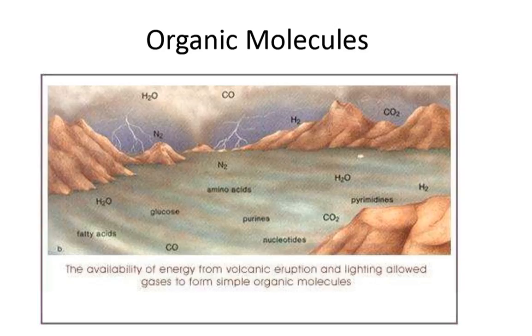In this picture, you see some organic molecules like amino acids and glucose and some nucleotides and different things. None of these were present in the early Earth, but in order for life to form, they have to form, these organic molecules that make us up. And so how do they form?